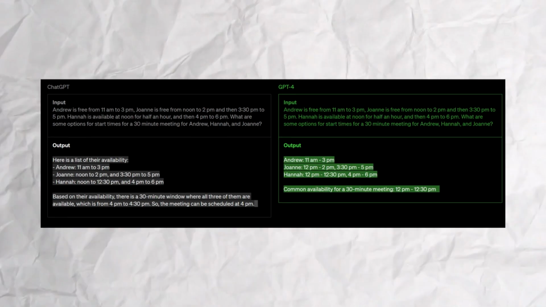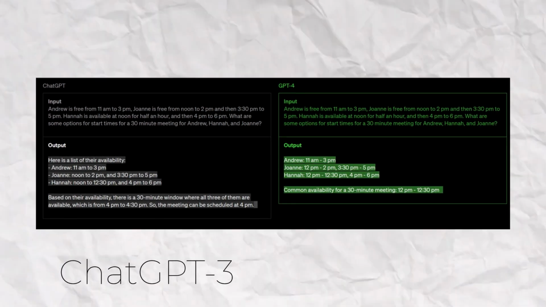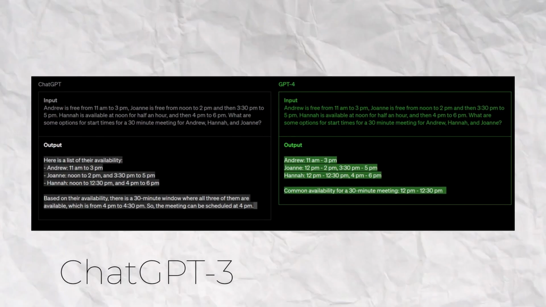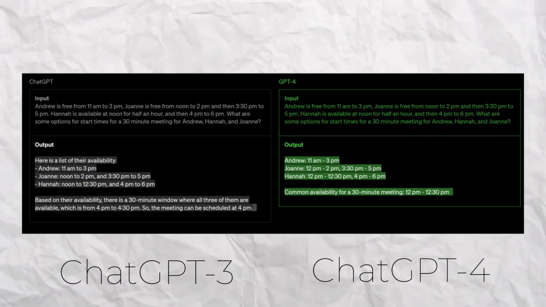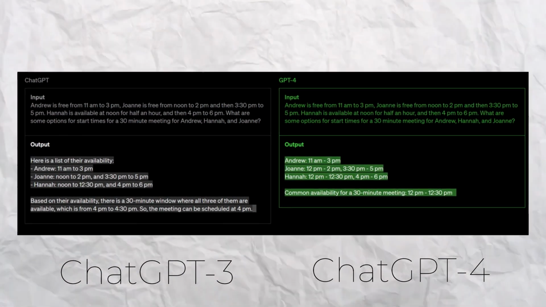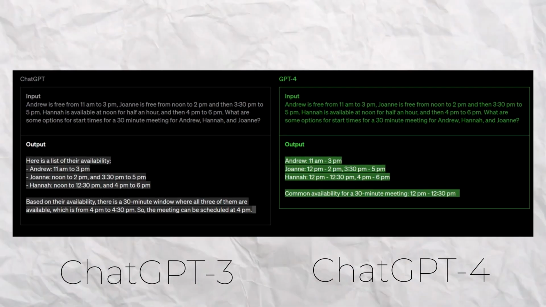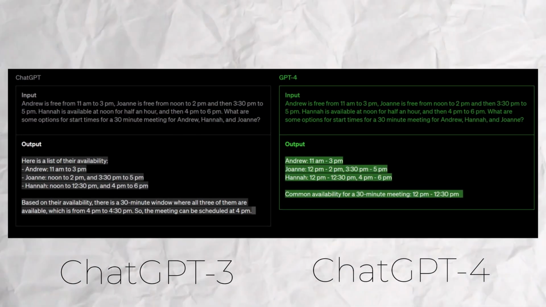Upon closer inspection, the output of ChatGPT-3 seems to contain an excessive amount of words, which can be a bit bothersome. On the other hand, ChatGPT-4 provides a concise and direct answer to the question, indicating that it is more accurate in delivering the information with fewer words.